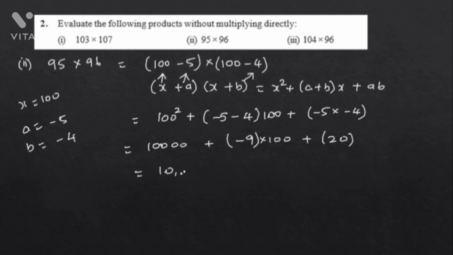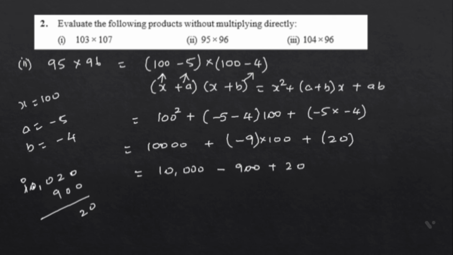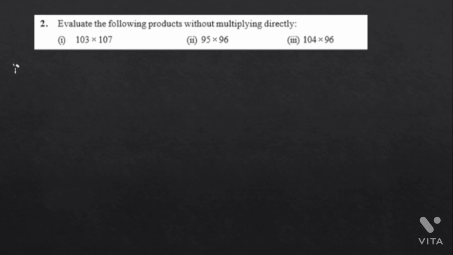So we get 10,000 minus 900 plus 20. 10,000 plus 20 gives 10,020. When we subtract 900, we get 0, 2. This becomes 0, 10, 9, 10. 10 minus 9 is 1, 9. So the answer is 9,120. 9,120 is the answer.